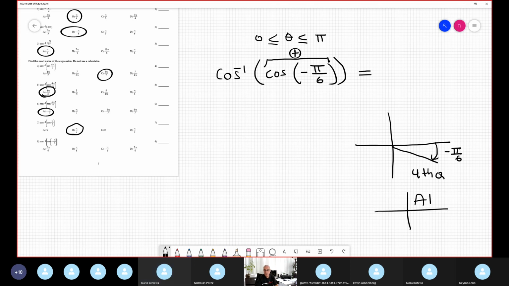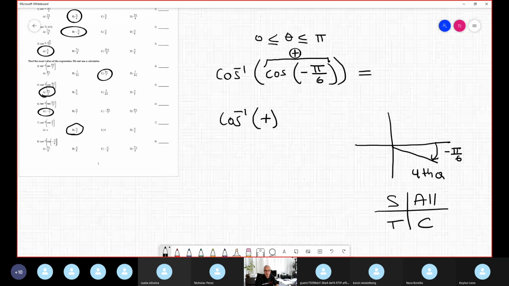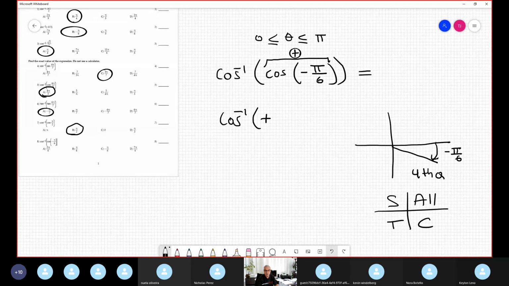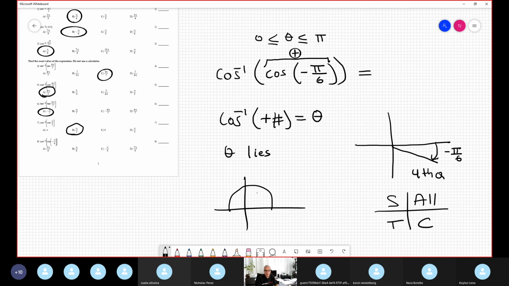Okay, all students take calculus. C indicates cosine is positive. So now we have in front one problem of the cosine inverse of a positive value. Cosine inverse of a positive number equals theta. Entonces, ¿cuál es the conclusion? Theta lies in what quadrant? According to the agreement of the cosine inverse, which is plus minus.